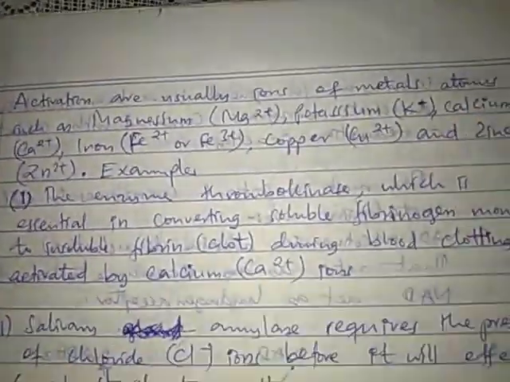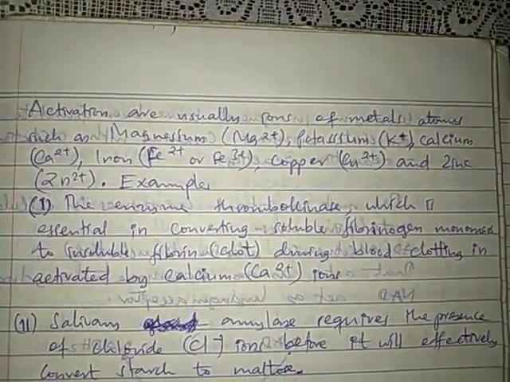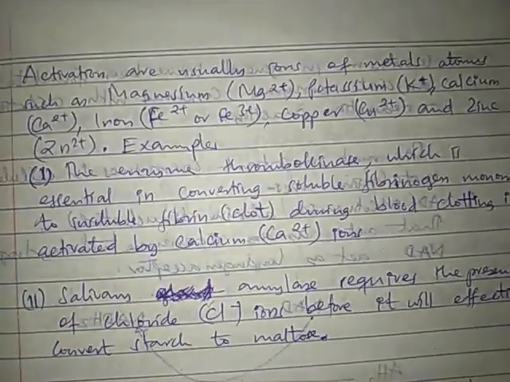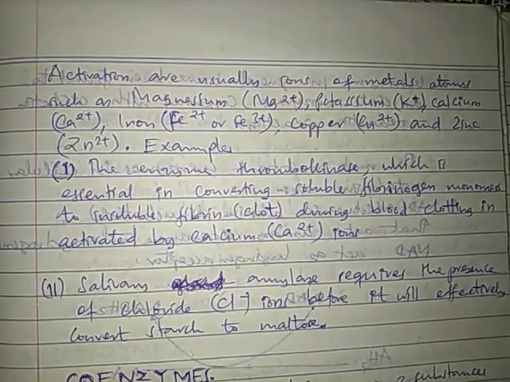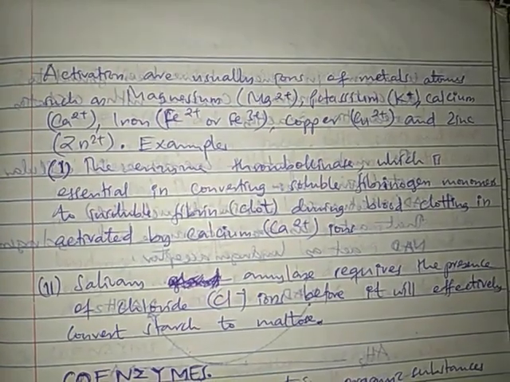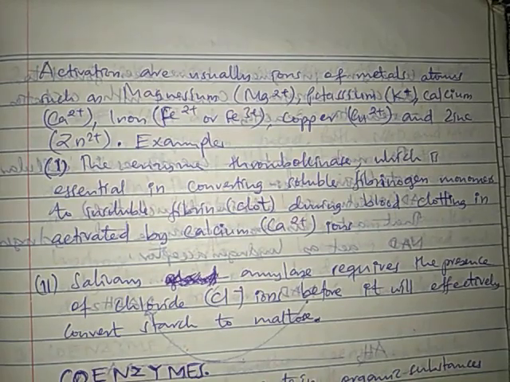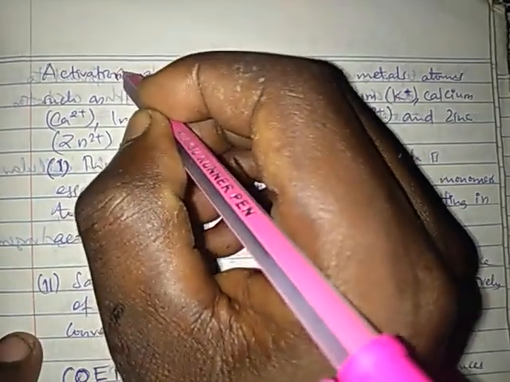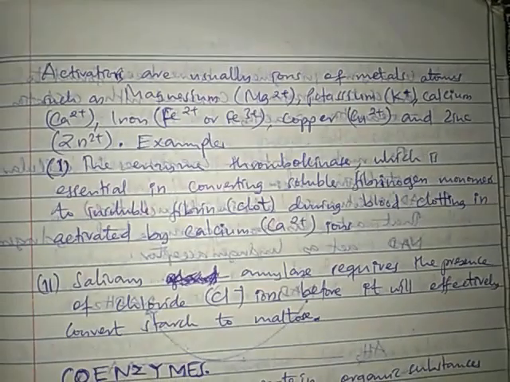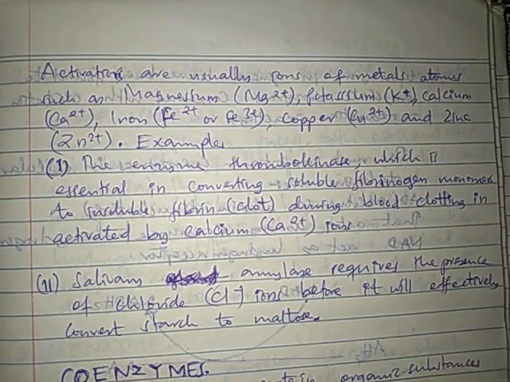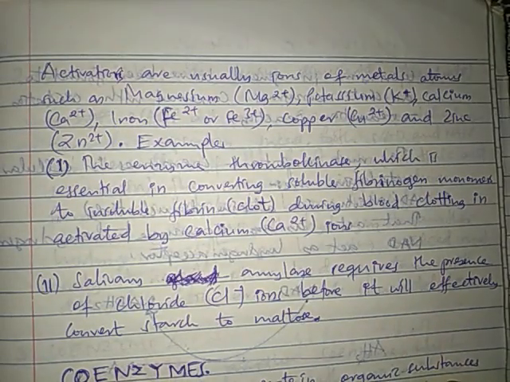Kwa hiyo cofactor zinasadikika kufanya bridge kati ya active site ya enzyme pamoja na nani, na substrate. Activators are usually ions. Activators are usually ions of metal atom such as magnesium, potassium, calcium, iron, can be iron 2 or iron 3, copper and zinc. Now we have some of the examples here.